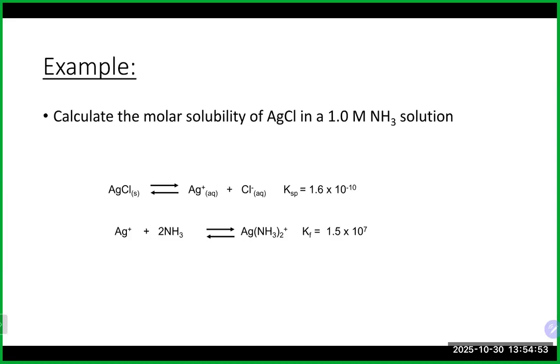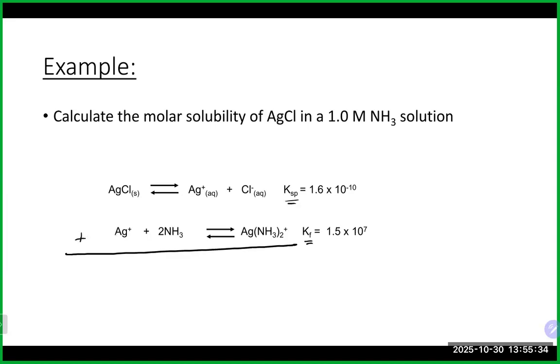Okay, one last one here to look at, which is a little combo action. Here we want to calculate the molar solubility of silver chloride in 1 molar ammonia solution. So if we take a look at this, we have a couple of stepwise things happening. We have a Ksp of our silver chloride breaking apart into silver ion and chloride. And we have a complex ion formed where the silver ion and the ammonia come together to make this complex ion. So we could add these together.